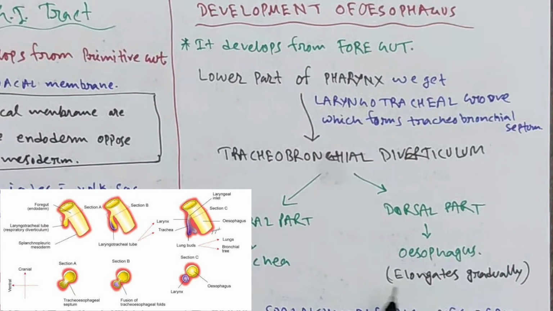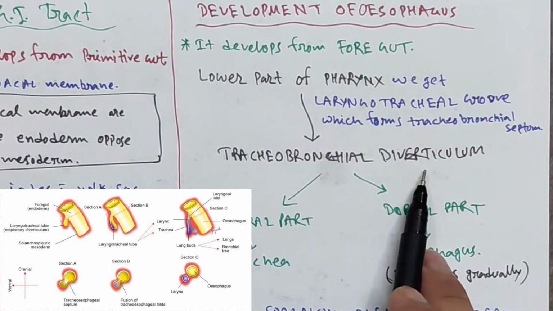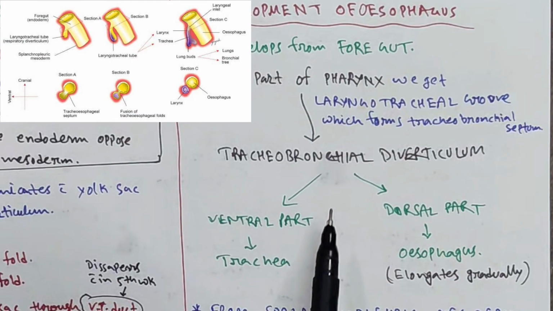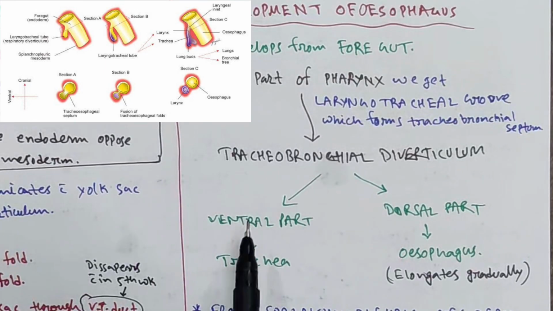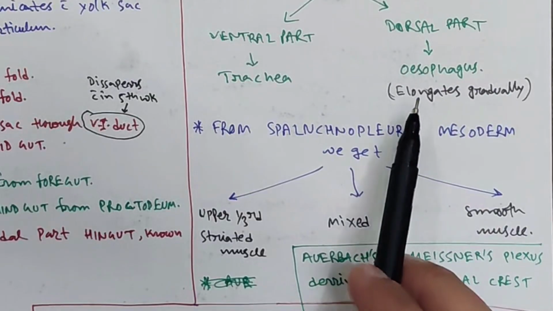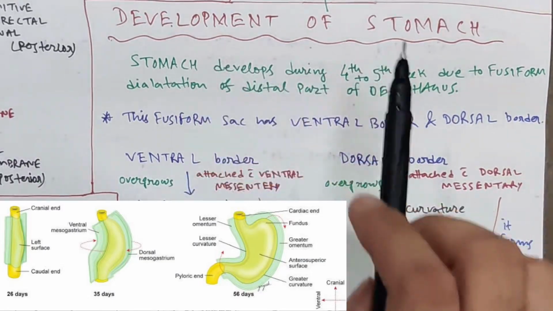Now try to understand, the lower part of the pharynx converts into the tracheobronchial diverticulum due to the presence of this tracheobronchial septum. Now this diverticulum divides itself into two parts. One is the ventral part, which ultimately forms the trachea. Ventral means anterior, so the trachea is present in our body anteriorly. And the dorsal part converts into the esophagus, so the esophagus is present in our body posteriorly. Now this esophagus elongates gradually. Anyway, now you have to understand the development of the stomach.